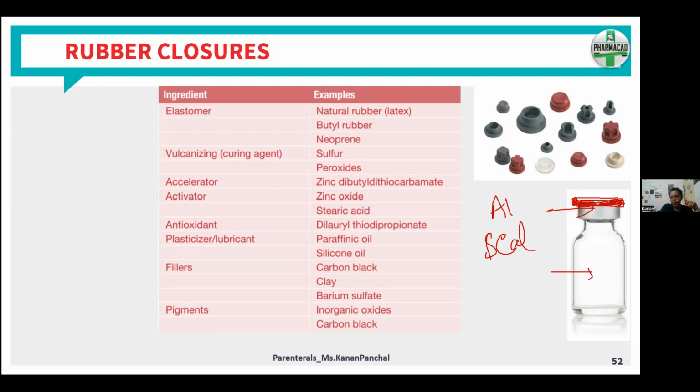Okay. On top of the aluminum seal, flips of different colors also come. So these are called flip off seals. If your aluminum seals come with a colored plastic flip off, then it is called an aluminum flip off seal, or a flip off seal. If it is just your aluminum seal, it's called your aluminum seal.